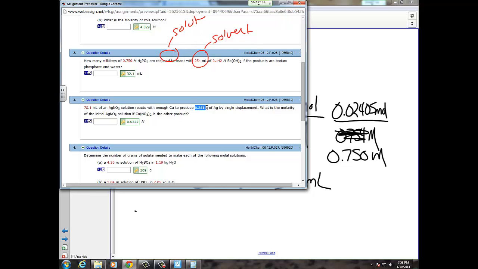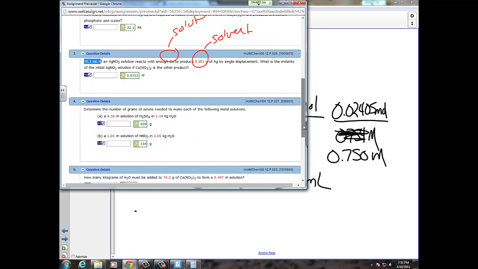So I just divide 0.261 by the molar mass of silver. I'm looking for molarity, so it's moles divided by liters. I just have to convert the 75.1 milliliters to liters, so 0.0751, and then divide the number of moles that I get here by this converted to liters, and you're going to get the molarity.